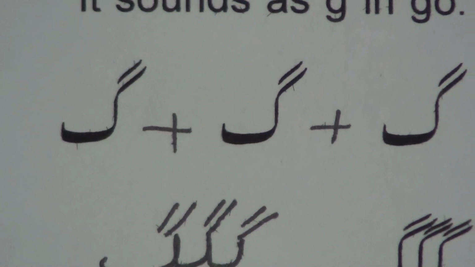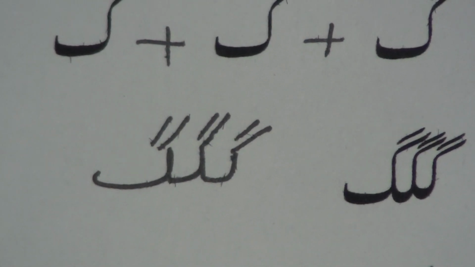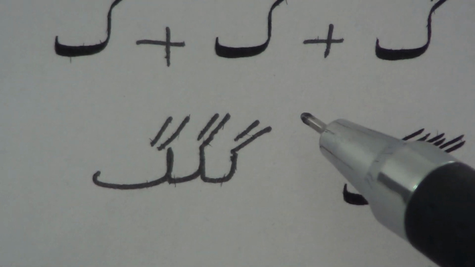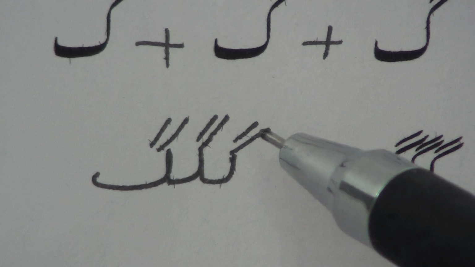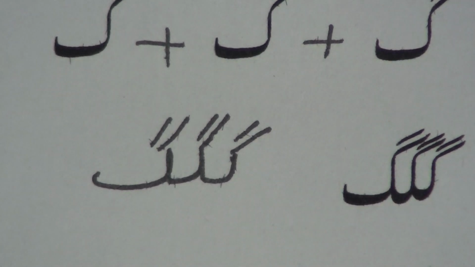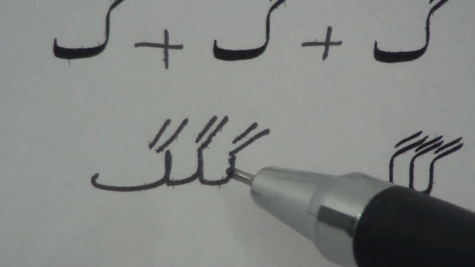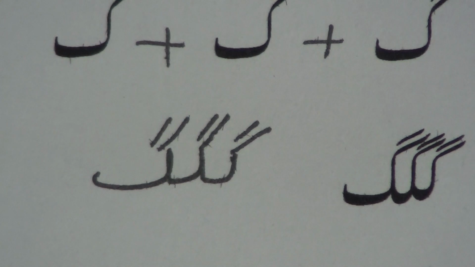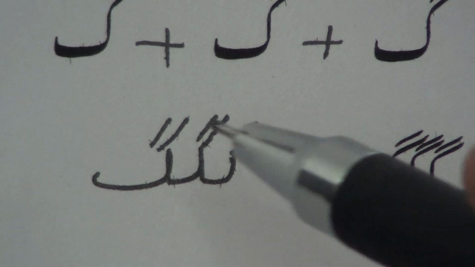Gaf plus gaf is like this. The shape of gaf in the beginning of a word is like this. In the middle of the word, shape of gaf is this. And in the end of the word, the shape of gaf is this.